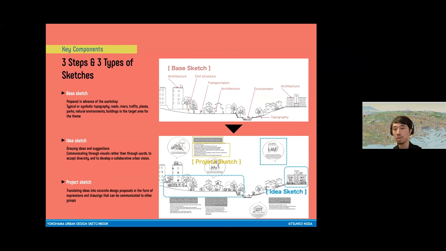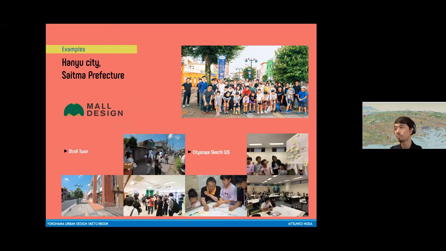So it's not as if we need to complete those sketches at this stage. When it comes to the project sketch, at the end of the workshop, if there is an opportunity for presentation, we come up with a theme to pick up certain things which need to be dug deeper and put them together for future action. So that is the stage of the project sketch.